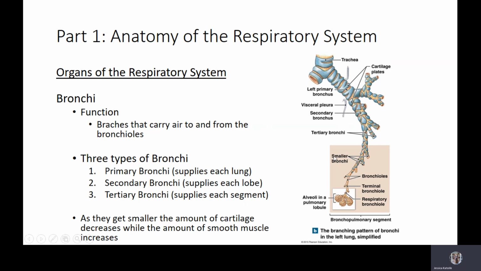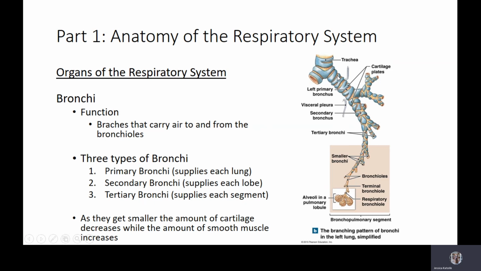And what the bronchi are going to do is they're going to connect the trachea to the bronchioles. And they're going to create a branching structure that is going to supply the different lobes of the lungs and the segments of the lungs. And so it's going to bring air and ventilate those different regions. So there are going to be 3 bronchi that I want you to be familiar with: primary bronchi, secondary bronchi, and tertiary bronchi. And I would also like you to know what regions of the lungs that they supply.